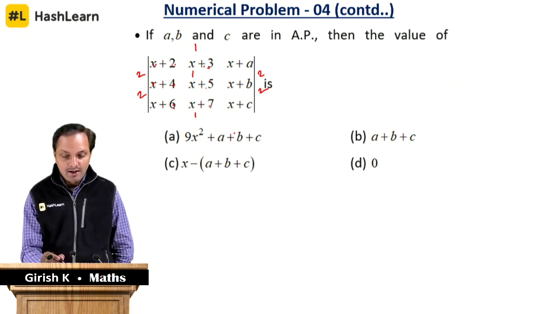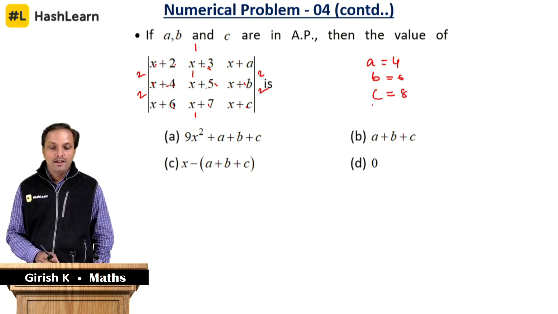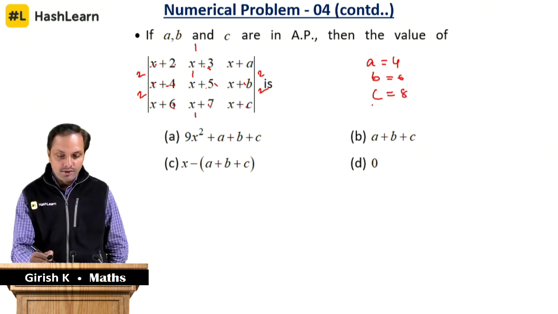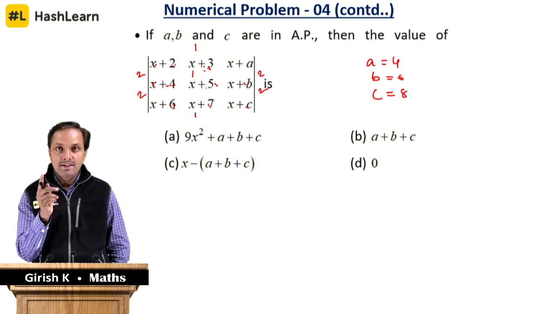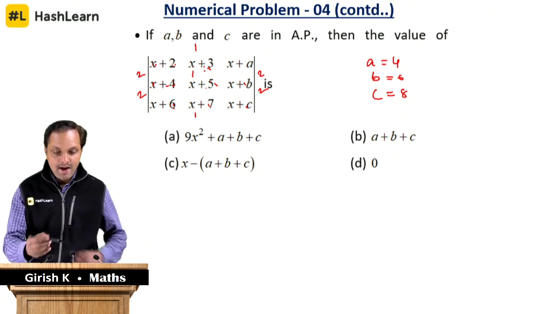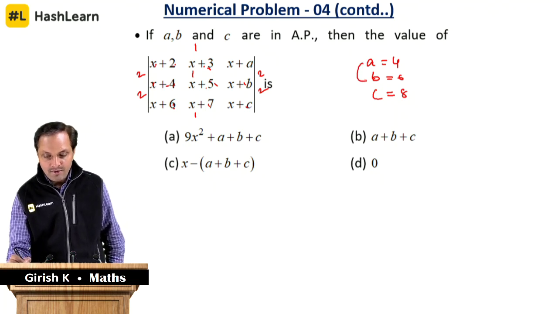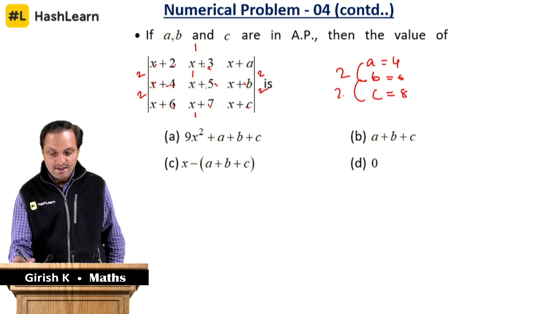What does it mean? Here 2, 3 is there, A should become 4, 4, 5, B should become 6, 6, 7, 8, C should become 8. So now you can observe that the difference between two rows is 1, 1, 1, whereas the difference between two columns is 2, 2, 2. Similarly, you can observe the difference between A and B is 2 and B and C is also 2.